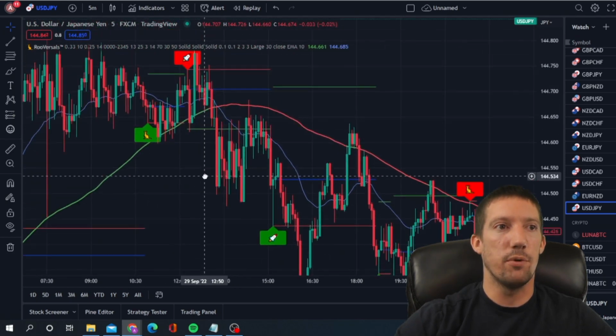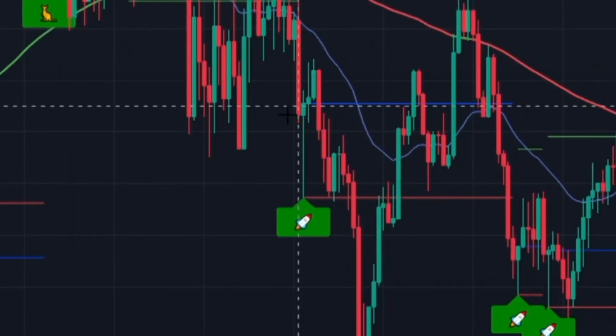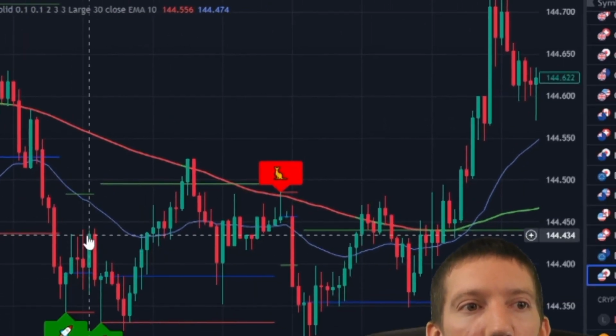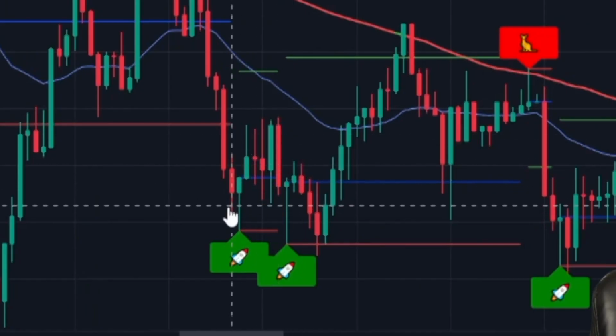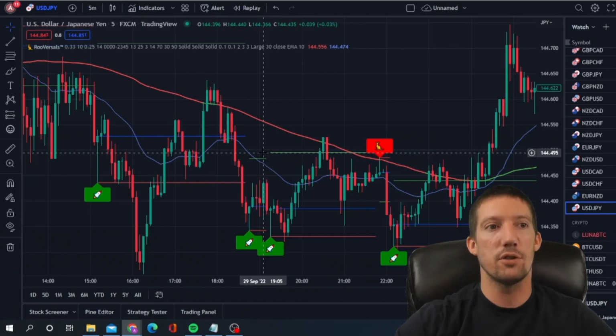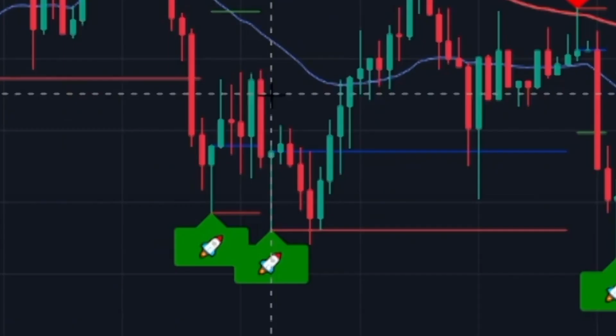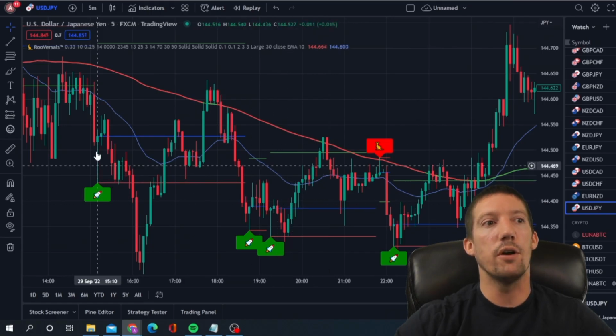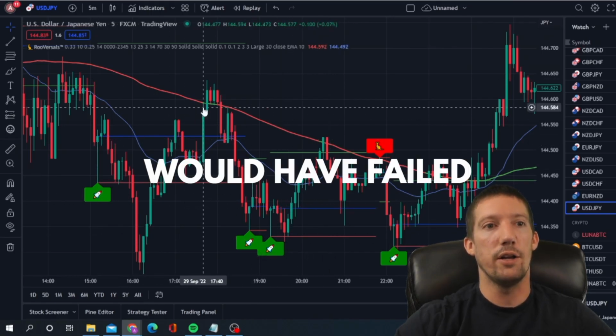But for example, this trade I wouldn't have taken because we're clearly in a downtrend here. This one I wouldn't have taken because we're in a downtrend. It's saying it's going to go back up, but we're in a downtrend. We're going to trade with the trend. This one, same thing. I wouldn't have taken it, and all three of these would have failed because we're on a downtrend.